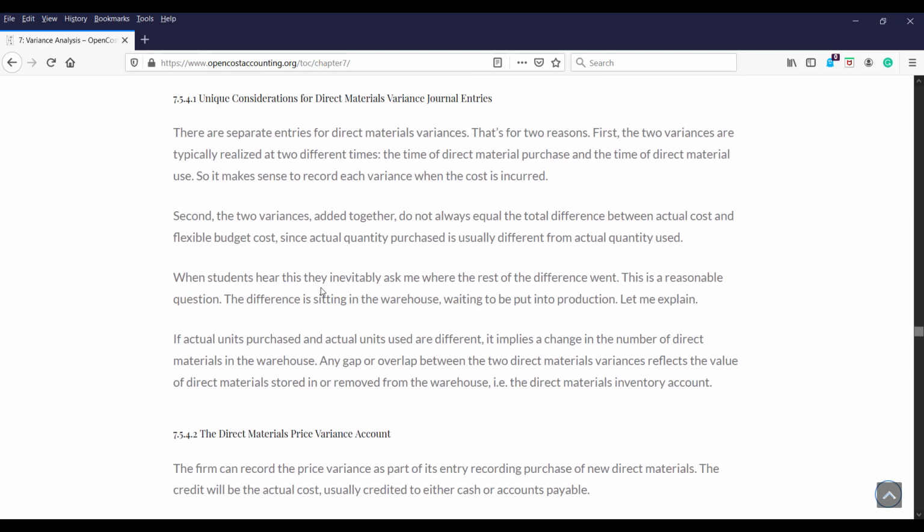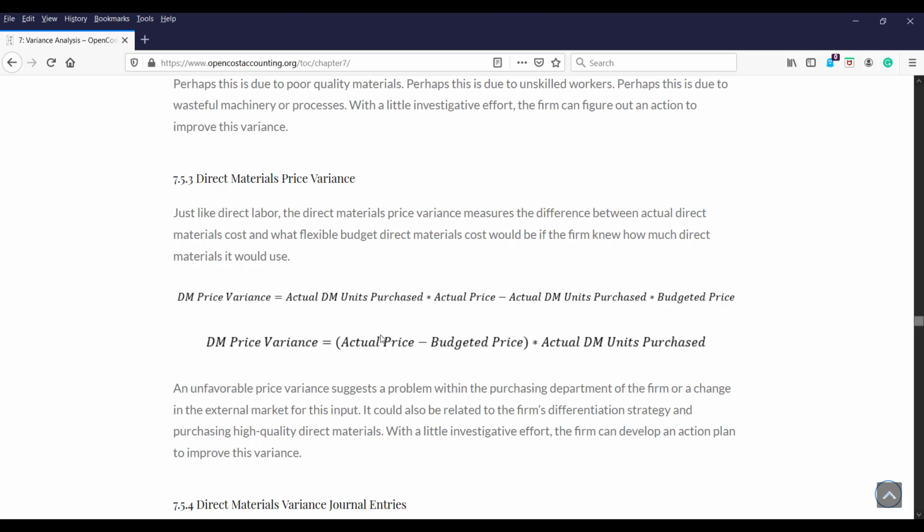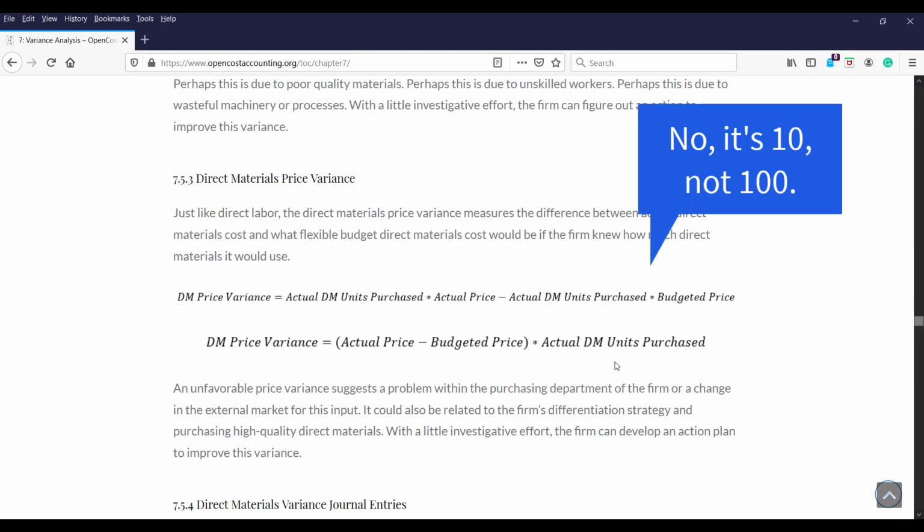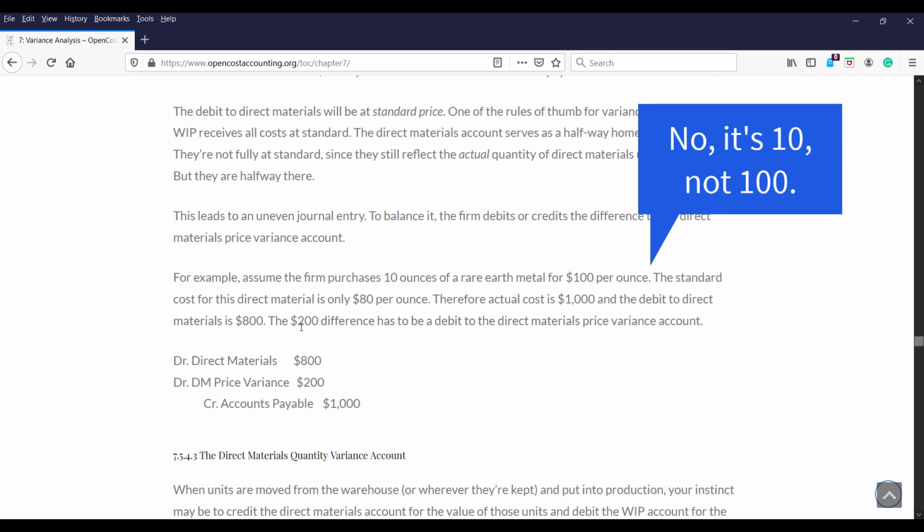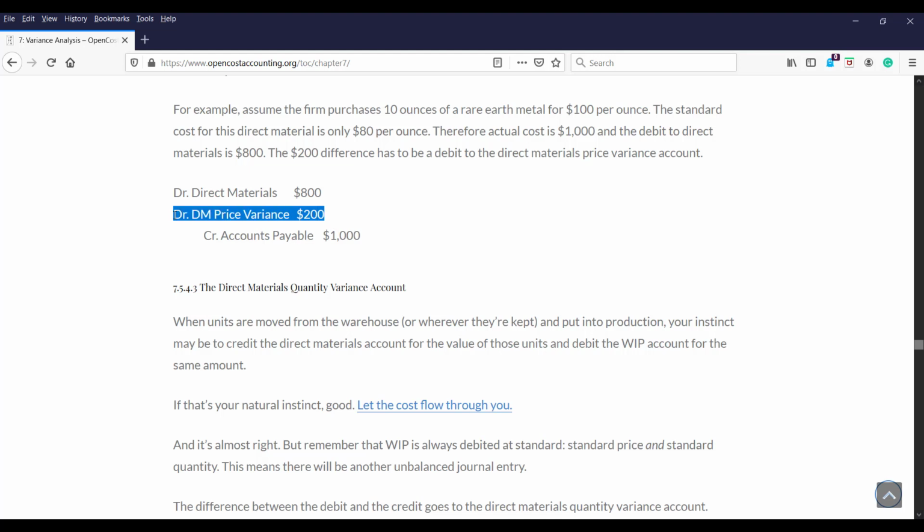So we're just doing the price variance right here. Actual price 100 minus 80 gives us $20 from the parentheses here, times the actual quantity purchased, which is 10. That gives us a price variance of $200. It's a debit because it's unfavorable. Variance accounts are expense accounts. They go up. Your expenses going up is unfavorable. They go up with a debit. So unfavorable variances are debits to your variance accounts.